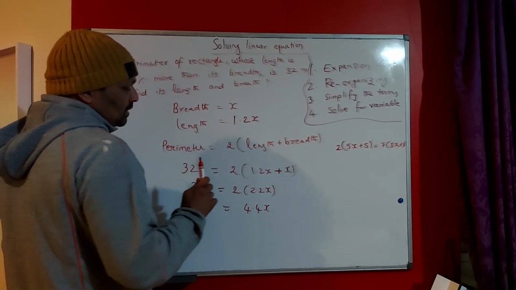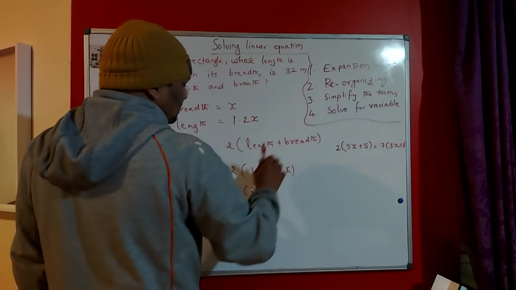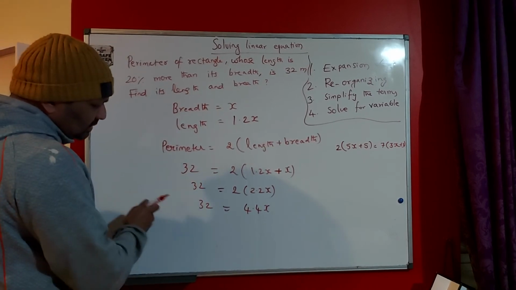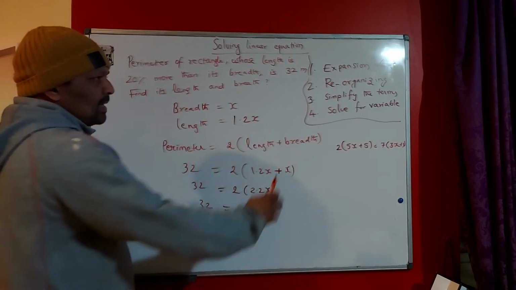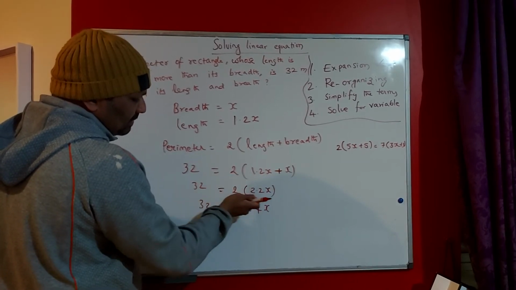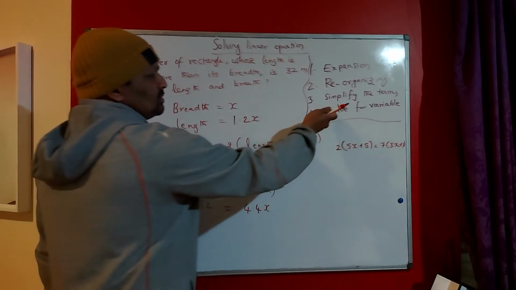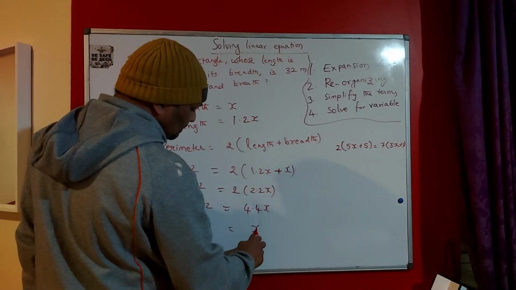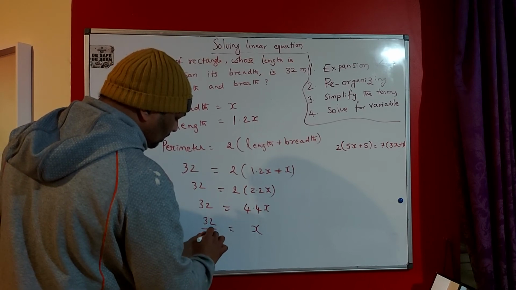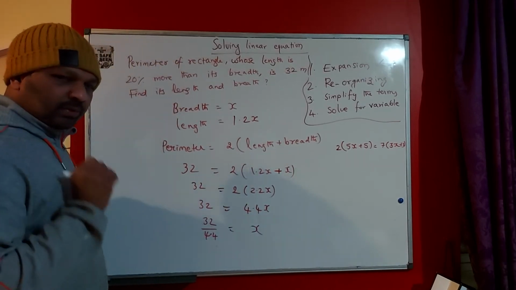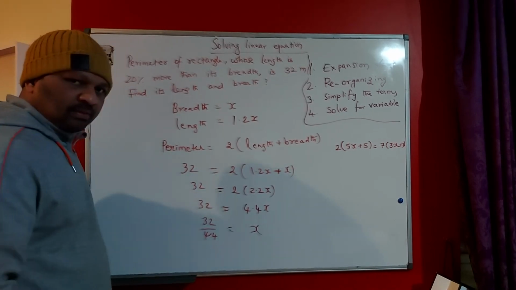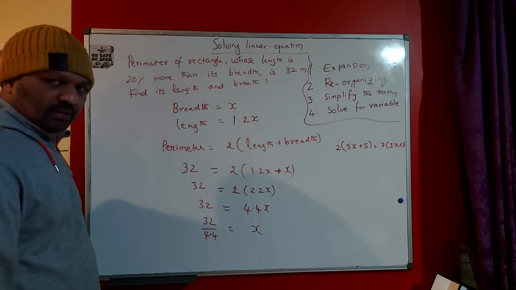Now, there is no reorganizing because all along we have the variable terms on the right side, the constant on the left side. Simplifying these terms. So we simplified it. This one we simplified and we multiplied this one and we got this one. And then solve for the variable. The variable here is x. So 32 by 4.4. You can use a calculator and do this using the division method.